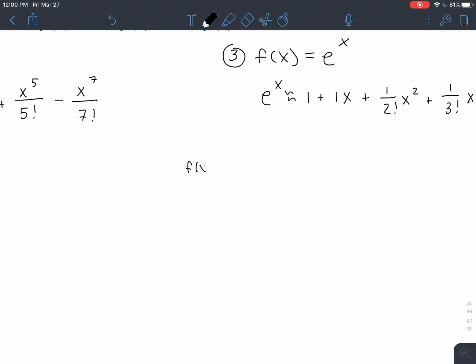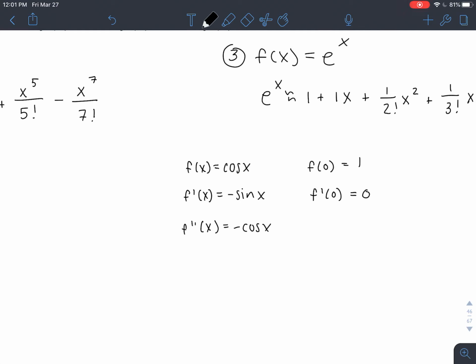The only one that we haven't really talked about here is cosine of x. Going off to the side real fast, we have f of x is cosine of x. And if we're going around 0, that gives me a 1. My first derivative is negative sine of x, so my first derivative value is going to be 0. Then I get negative cosine of x.